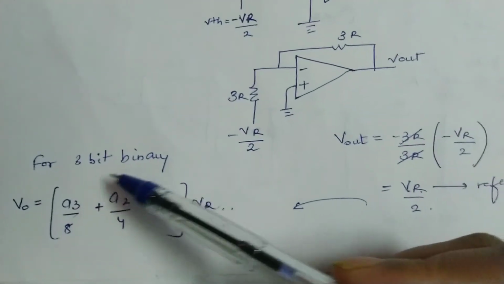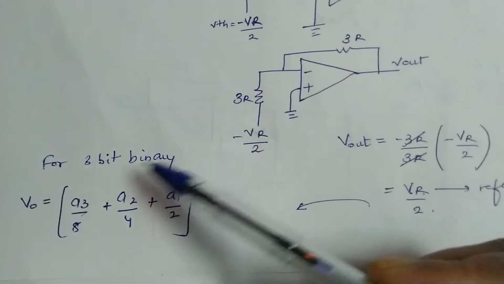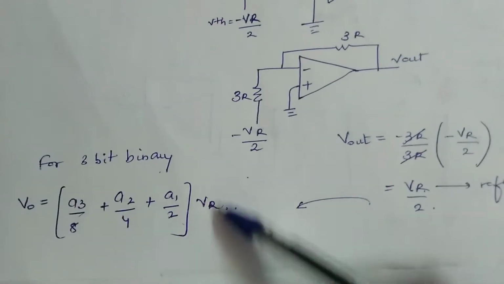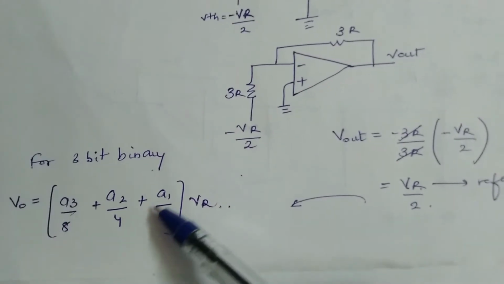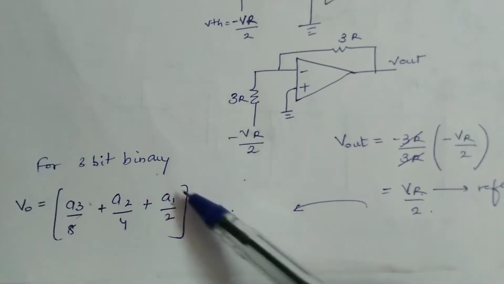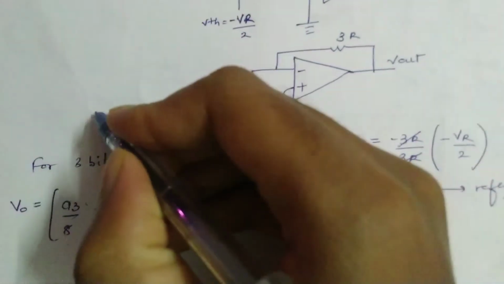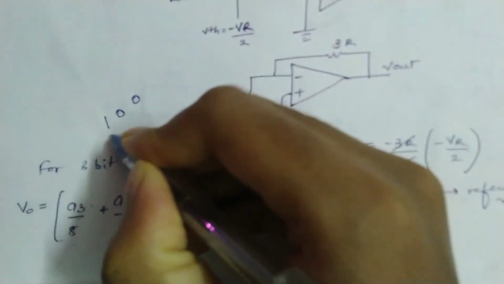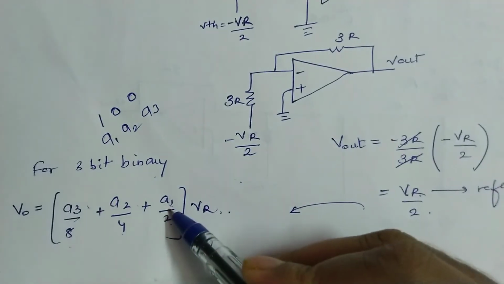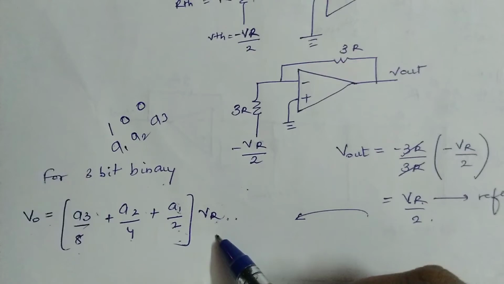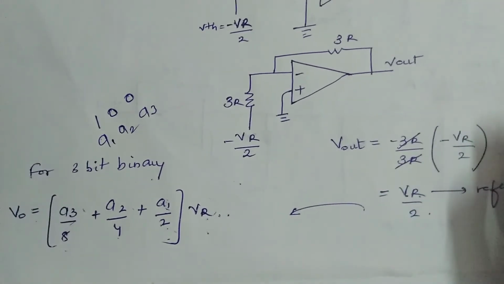Now this is for a 3-bit binary number. If you are converting a 3-bit binary number, then this is the formula: V0 is equal to VR times A1 by 2 plus A2 by 4 plus A3 by 8. Now for example, our value was 1 0 0, A1, A2, A3. So A1 is 1, so I'll put 1 here, and these are two zeros. So what I got is VR by 2. So V0 is VR by 2, so V out is VR by 2.